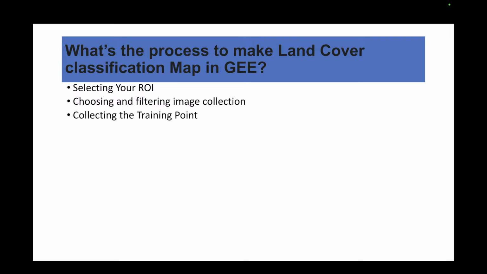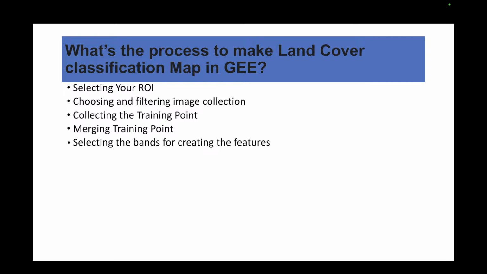And then for supervised learning, we need to collect the training sample. We need to collect the training sample for each class. Suppose you want to make the land use land cover classification for built-up, vegetation, barren land, and water body, then we need to take the training sample for these classes. Then we merge all of the training samples together, and select the bands for creating the features. At this time you can select different bands from your satellite imagery, and you can also add some external bands for creating the features.